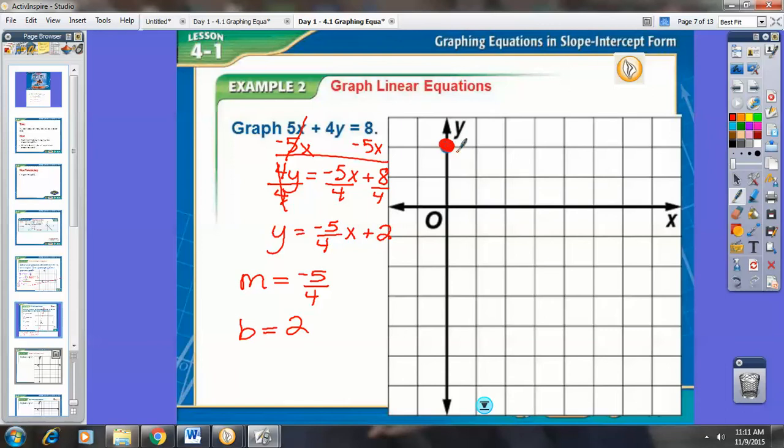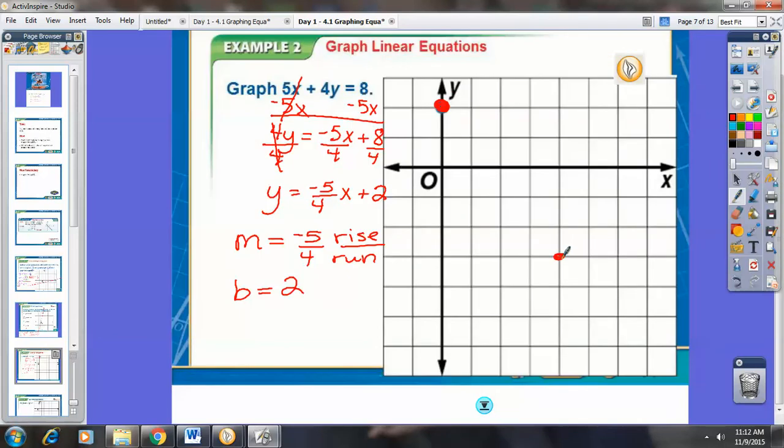Okay, so we're going to use our slope to find additional points. Remember, slope is found by using rise over run. So from this point, we're going to go down 5. 1, 2, 3, 4, 5. And we're going to run as a positive 4. Let's go down 5, 1, 2, 3, 4, 5 and run 4. Take your straight edge and draw your line.